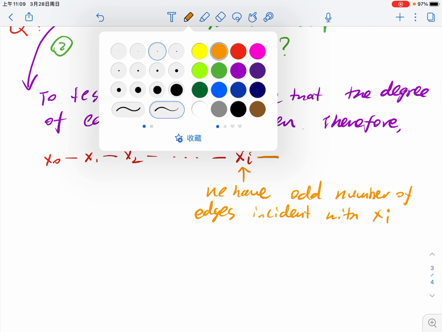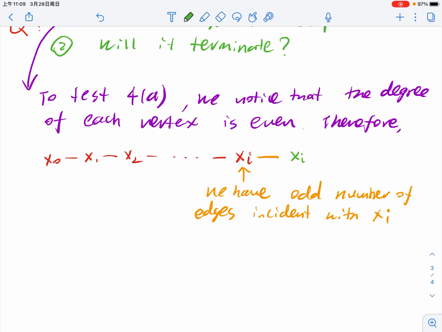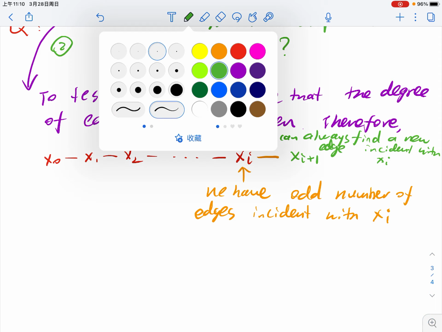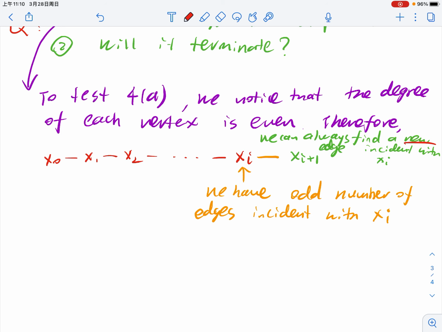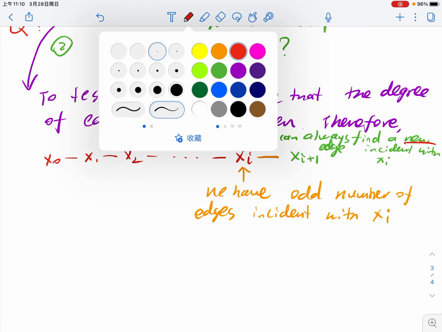Okay, and by this, we can always find a new edge incident with xi. New means that it's not in F. Okay, this is how we solve question 1.